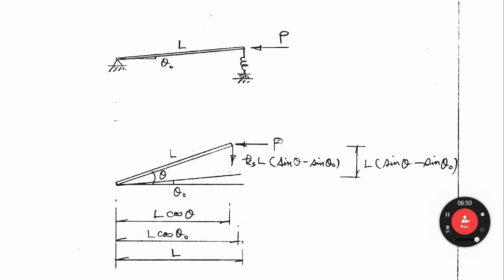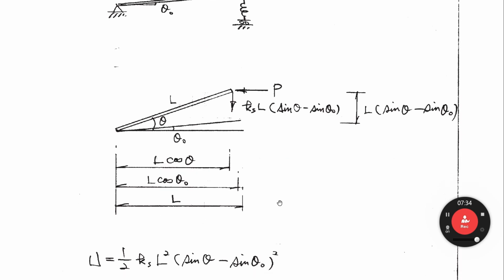This gap, it moves. Then the spring is originally like that. This position, it moves up to here. So the displacement is L sine theta minus L sine theta 0, this angle. Then we can get this length. So L times (sine theta minus sine theta 0). That is the translation of this spring.